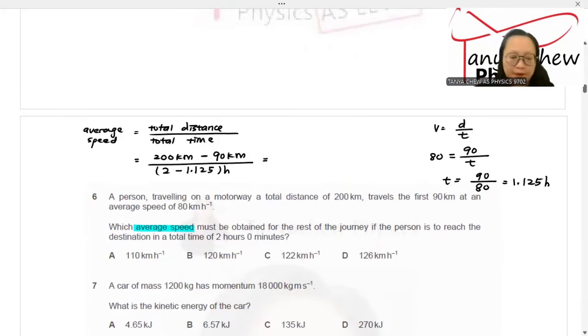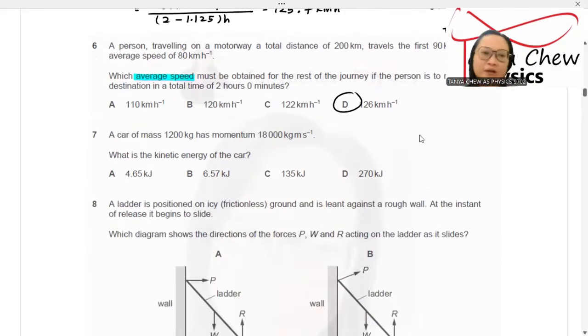So, okay, get an answer. So the answer is 125.7 kilometers per hour. So I round it off to 126. D is the answer. Number 7, a car of mass 1,200 kilograms has momentum 18,000 kilogram meters per second.